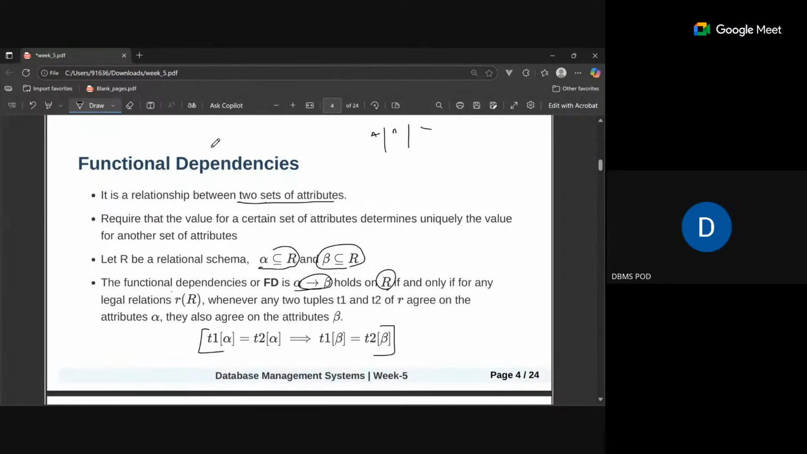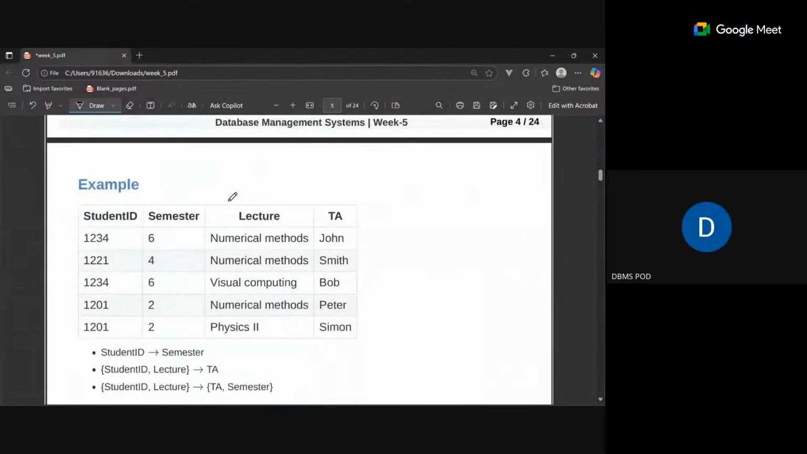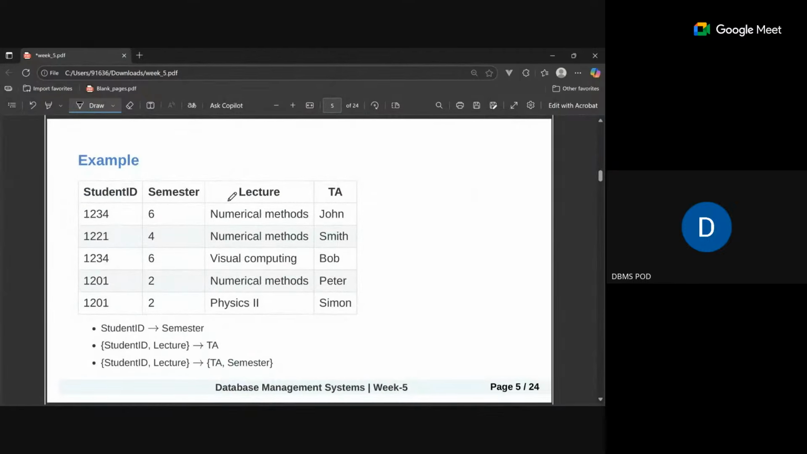So let's see with an example, in a simple manner, how the functional dependency is defined. This is A and this is B. These are two sets of attributes, right? This is one set of attributes, and this is one set of attributes. Here we are considering two attributes as one set of attributes, and this as one set. In other cases, we are considering this as one set of attributes which has two attributes, and this as another set.